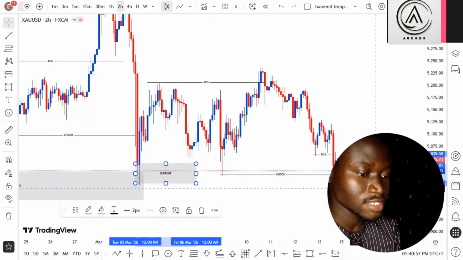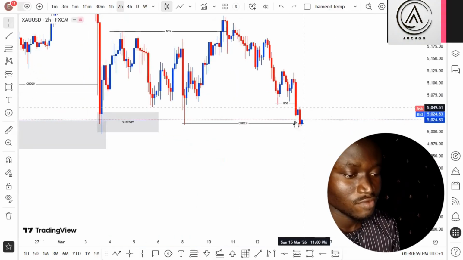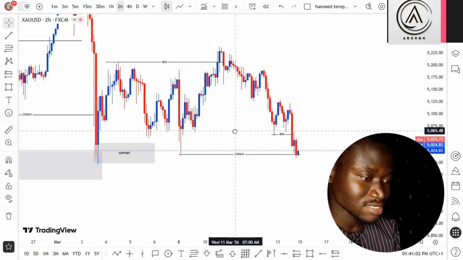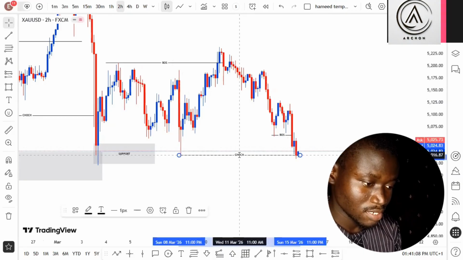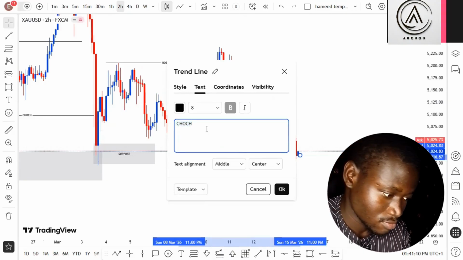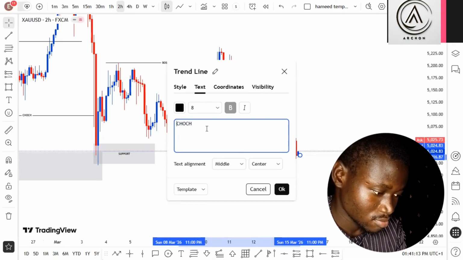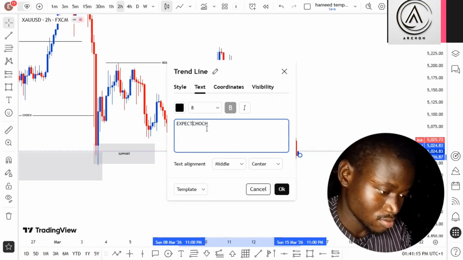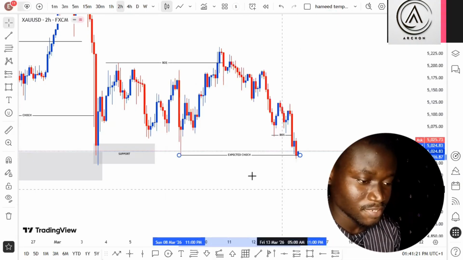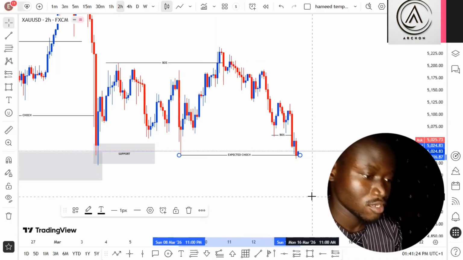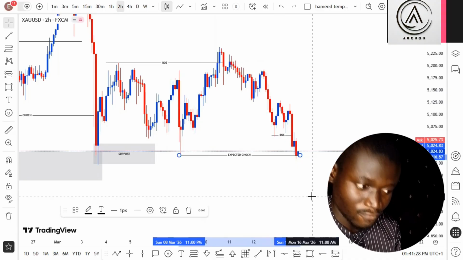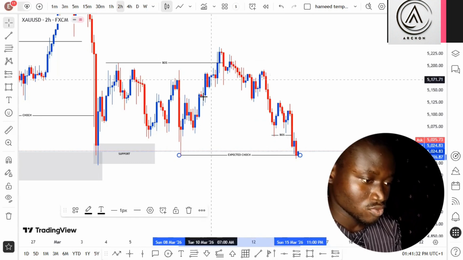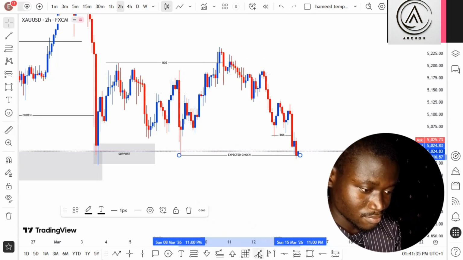You understand? But in case the market opens on Monday and we have a break of this low, that means this will be serving as a change of character for us. Let me label it as expected change of character. So we are expecting this to be a change of character for us. But for now, what are we seeing? We don't have any change of character yet. So now we have a break of structure here.